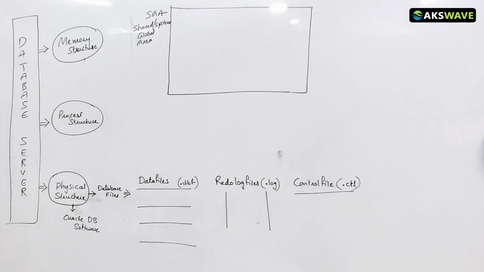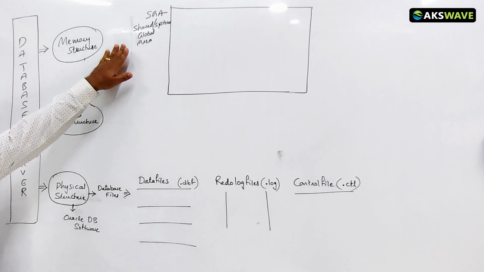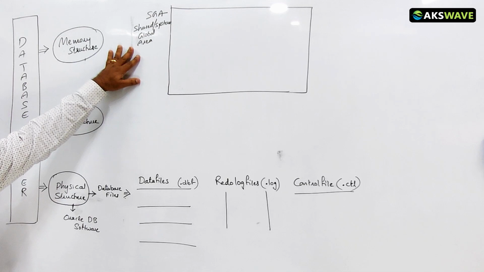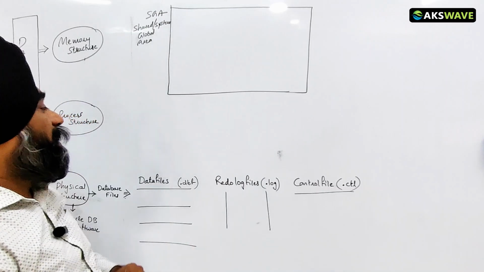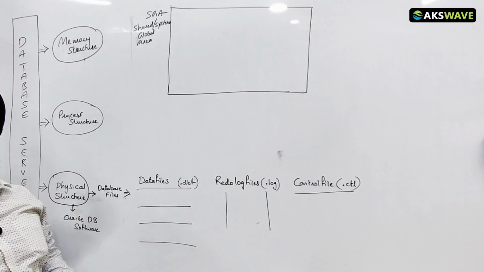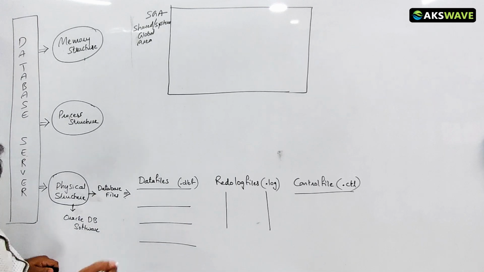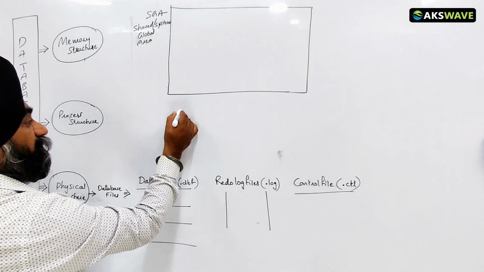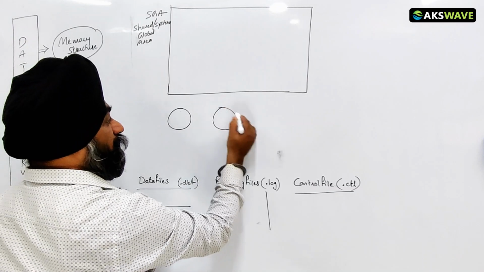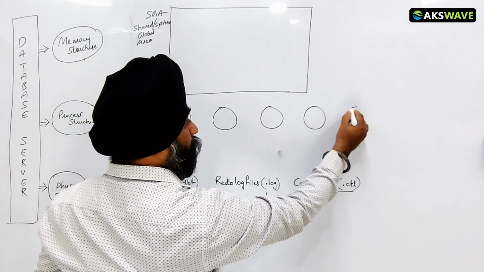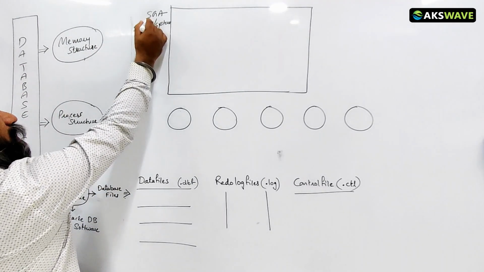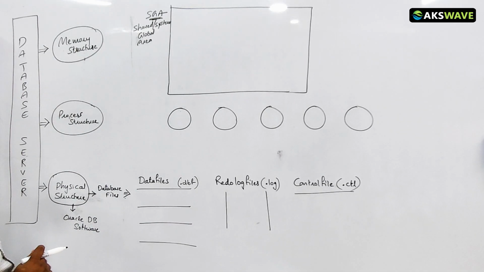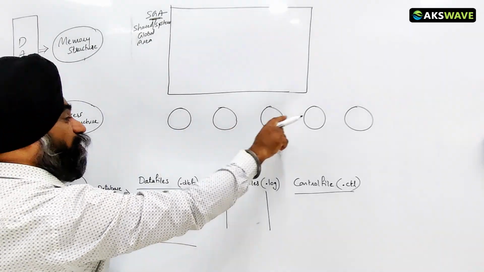System global area, shared global area. One of the major areas in my database server, a memory area gets allocated. Plus some processes get created here. The memory area is called SGA, shared global area or system global area. And we got some set of processes.